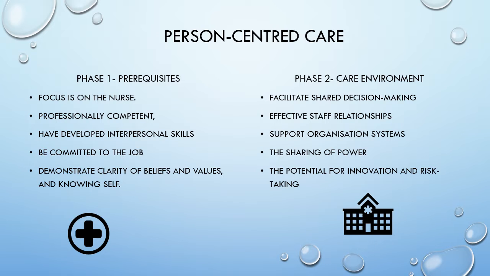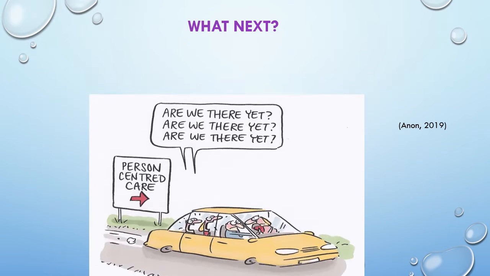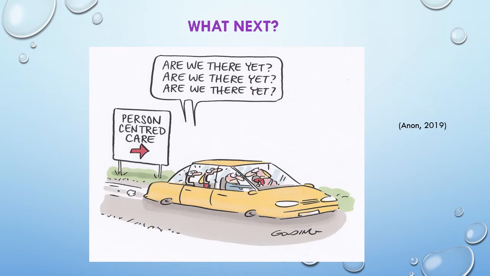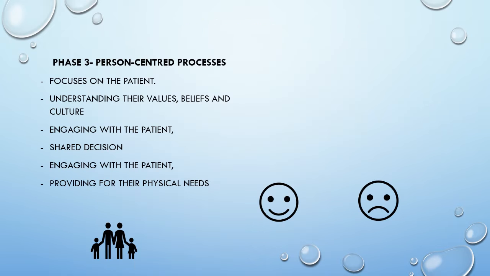Phase 2 is the environment in which the care is given. The environment must facilitate shared decision-making, effective staff relationships, support organisation systems, the sharing of power, and the potential for innovation and risk-taking.